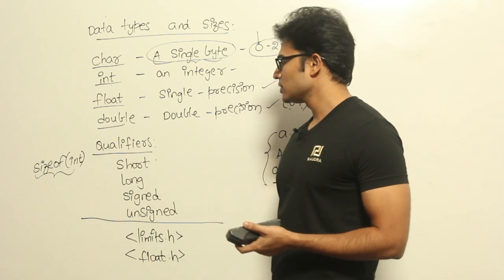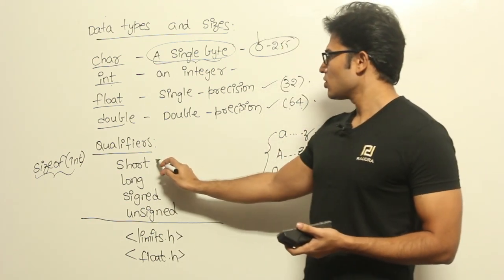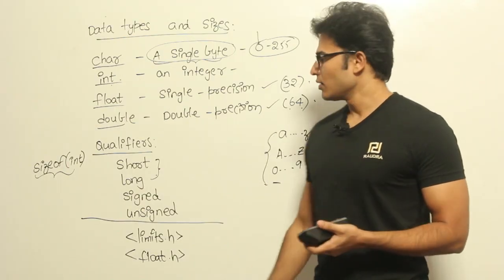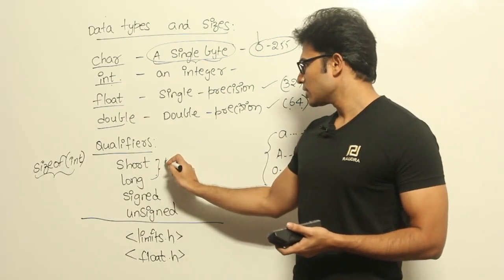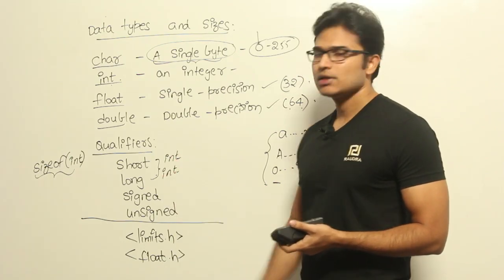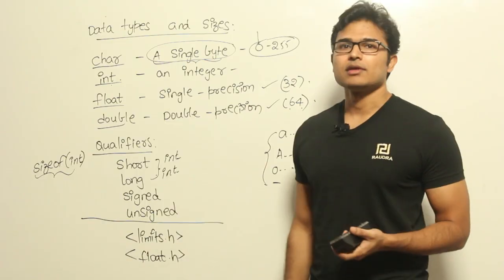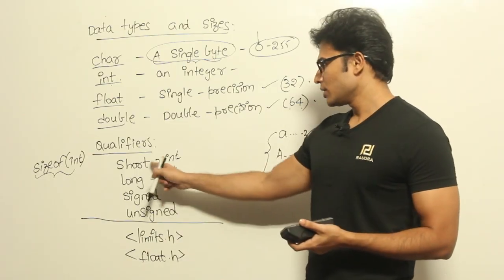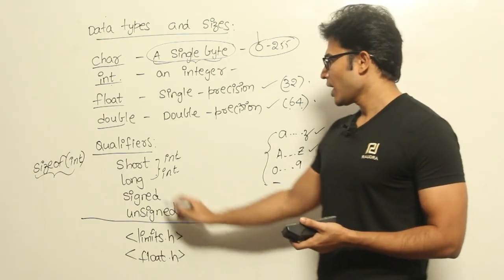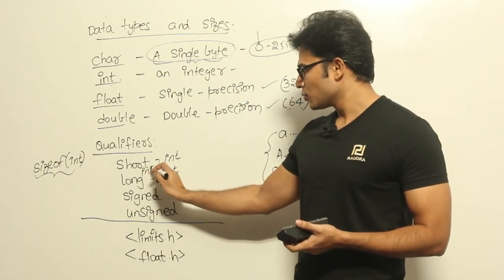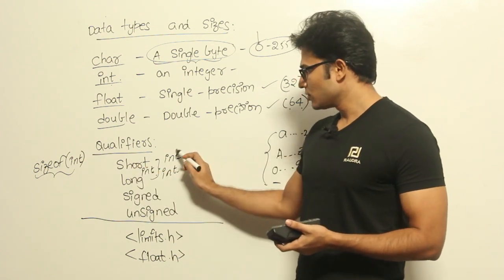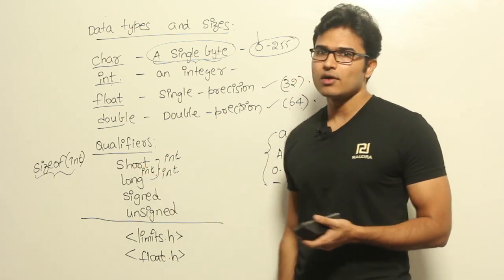Okay, and then we have quantifiers. Now, these short and long are the quantifiers which are generally used along with int, which means you can say short int, right? Or you can say long int. Generally when you write int, it is going to have some size, and short int is going to have some size, and long int is going to have some size, and your int typically has a size between these two, right? Which means you can directly use short, without using int also, in order to declare a variable.